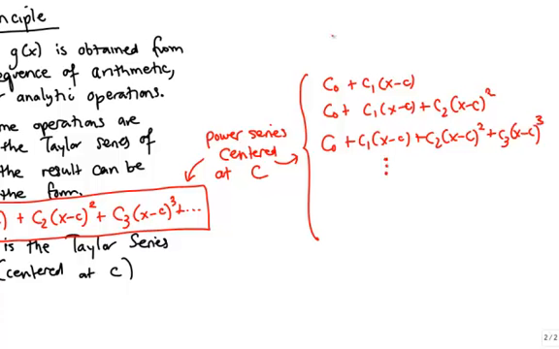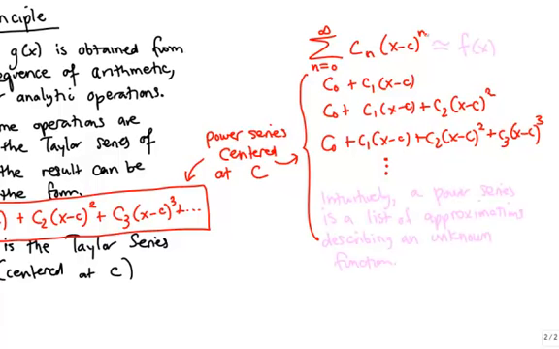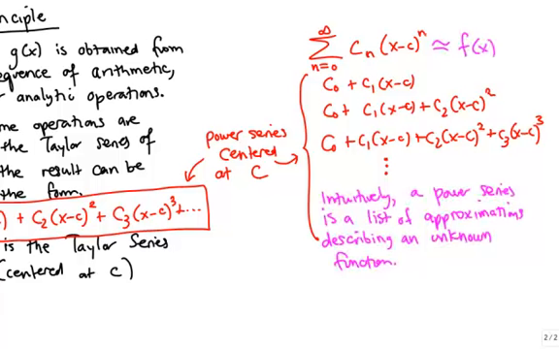Right? A power series, this summation n going from 0 to infinity of these coefficients in front times x minus c raised to powers, is nothing more than a giant list of polynomials. So what is a power series for? Well, intuitively, a power series is a list of approximations describing an as-yet unknown function. So the idea is, if you happen to know the name of the function, then you can build its Taylor series, which is a special power series that describes it.